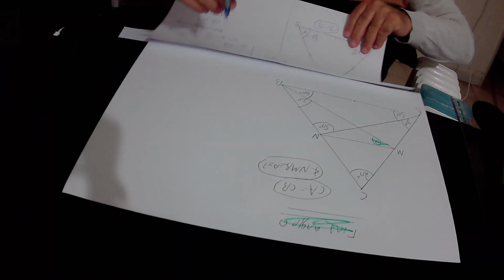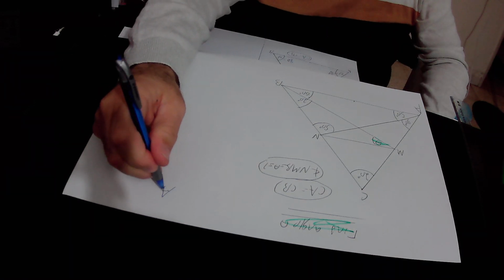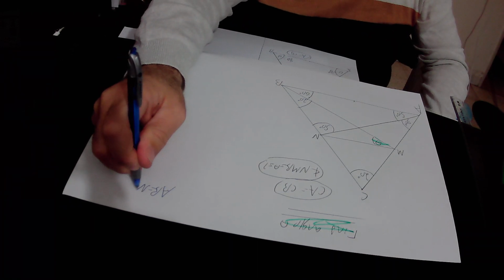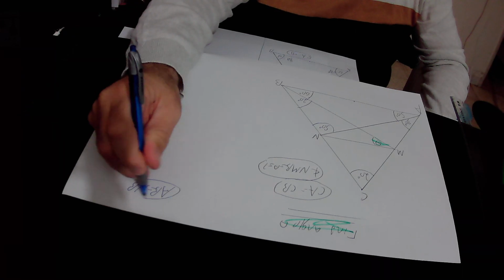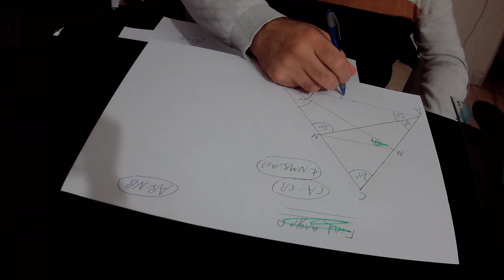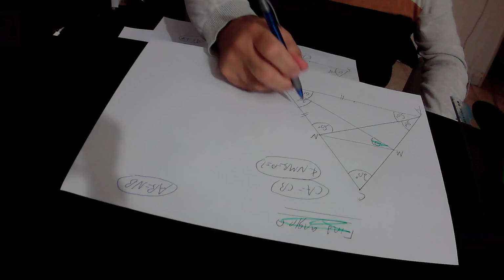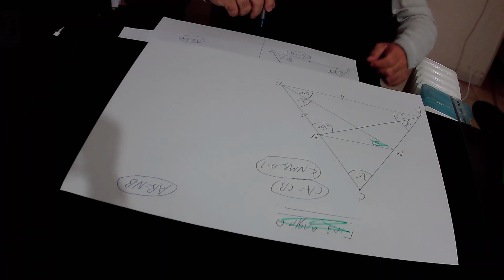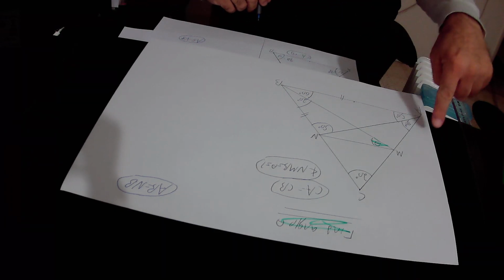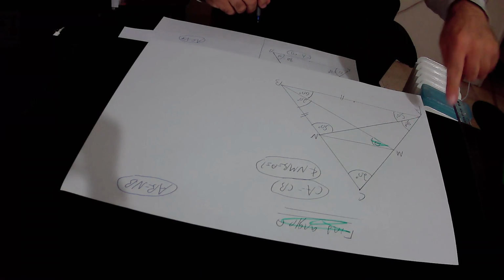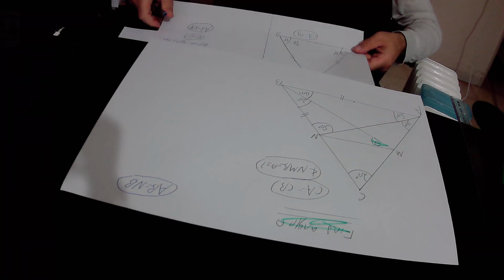You can write here that side AB equals side NB. And here also side AB equals side NB. In the next step, we'll focus on triangle ANB. So I copy triangle ANB in a new page and we'll analyze it.